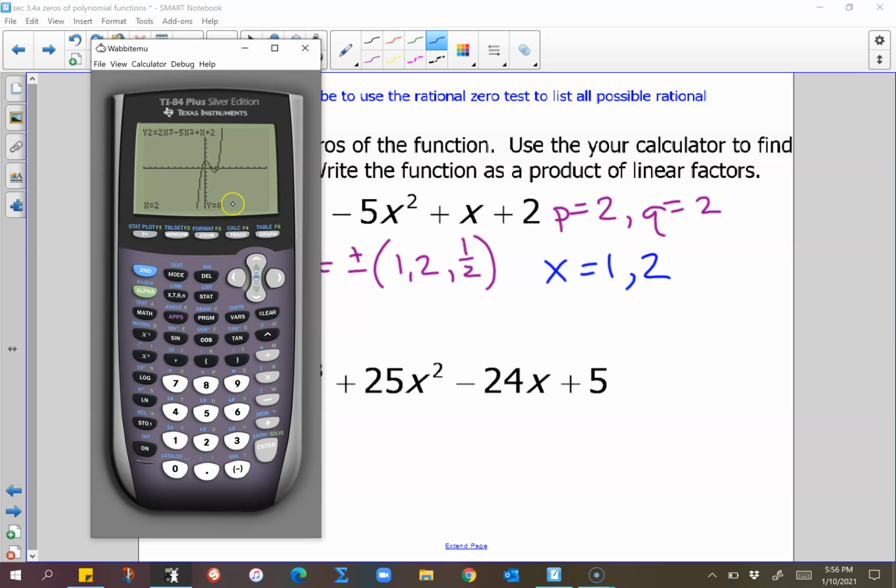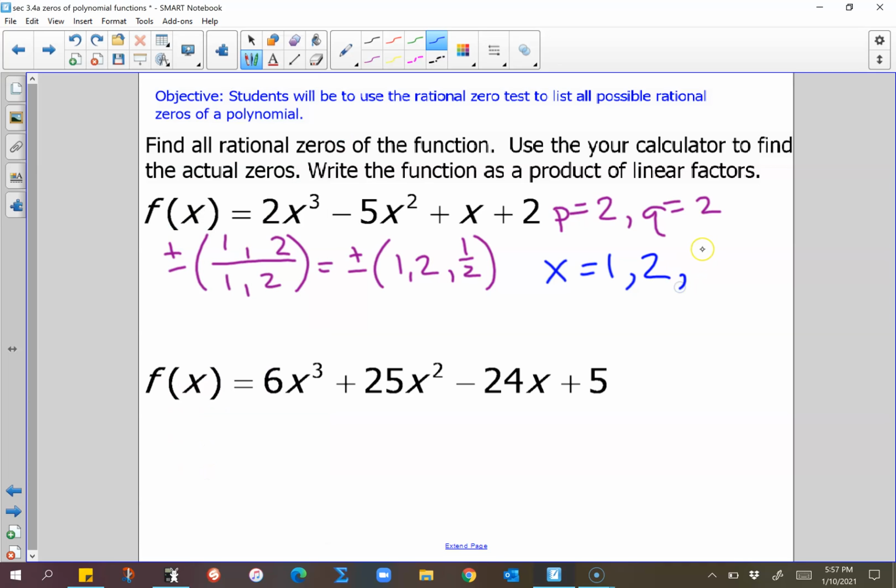And now the other one, let's say I think it's -1, so I hit trace -1. And when I hit enter, it goes to -6, not 0. So -1 is not one of my zeros. That means it must be the -1/2. So I'm going to hit trace -1/2, and it is in fact the other one. So I'm going to go ahead and write that one here.